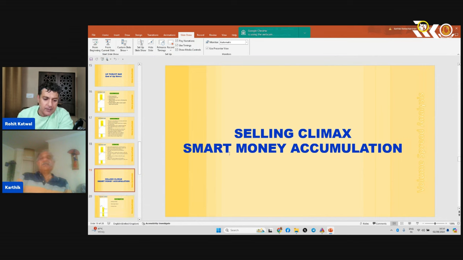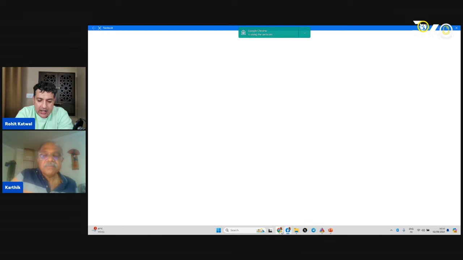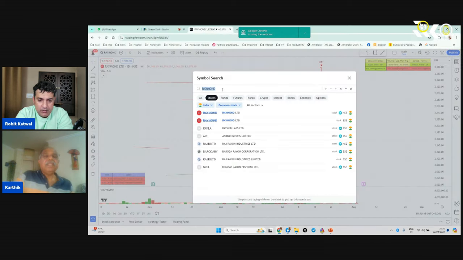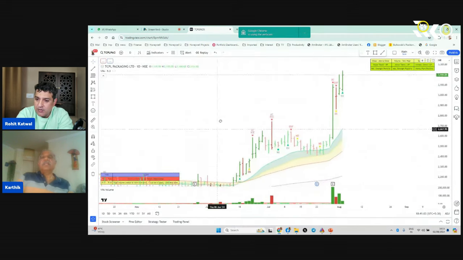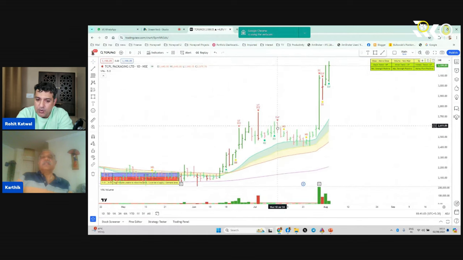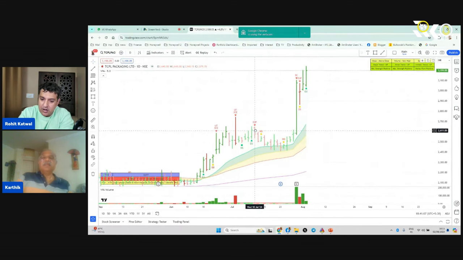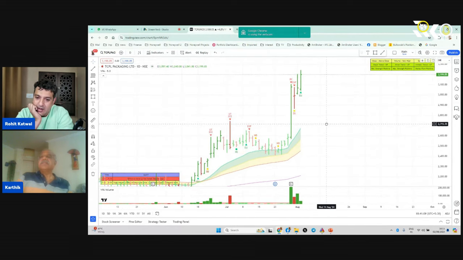Selling climax. Now, sir, let's check one stock. Yeah, TCPL pack. Two to three days back, it gave a very big move. TCPL pack. Sir, please reset the chart once. Yeah, I was looking at it because I was bullish on it. So this candle I was looking at. This big candle. Yes. Okay. So it's still bullish.